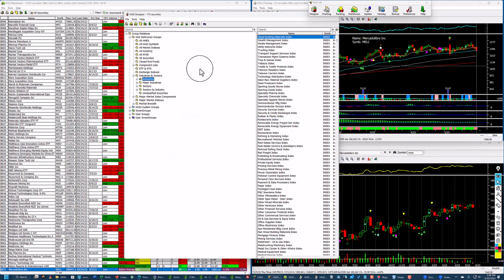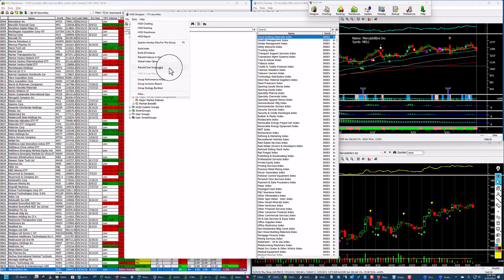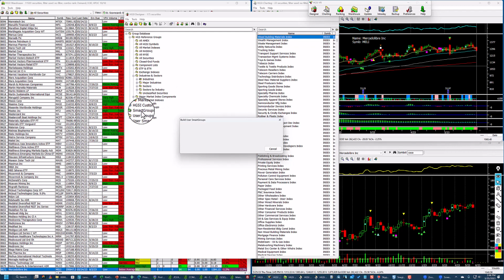I can tell that there's a load on this computer. Now I'm going to do one more thing. I'm going to rebuild my user smart groups, which are down here. Normally when there's no load on this computer, this takes between 20 and 30 seconds. So it's going to take a little longer than that now, but not quite finished.